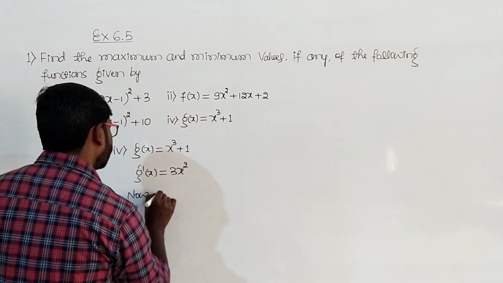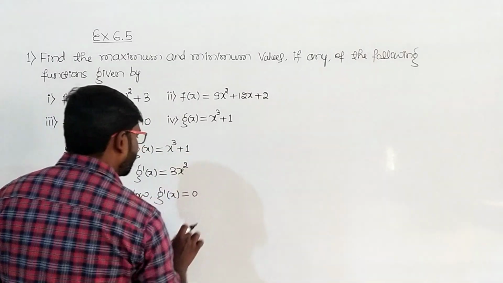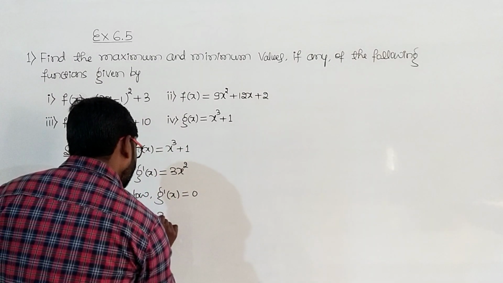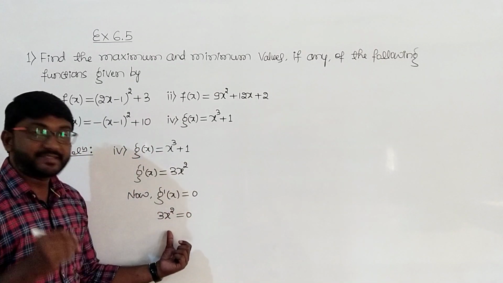Now g dash of x equal to 0. So what we get now? 3x square equal to 0. That implies x square equal to 0.